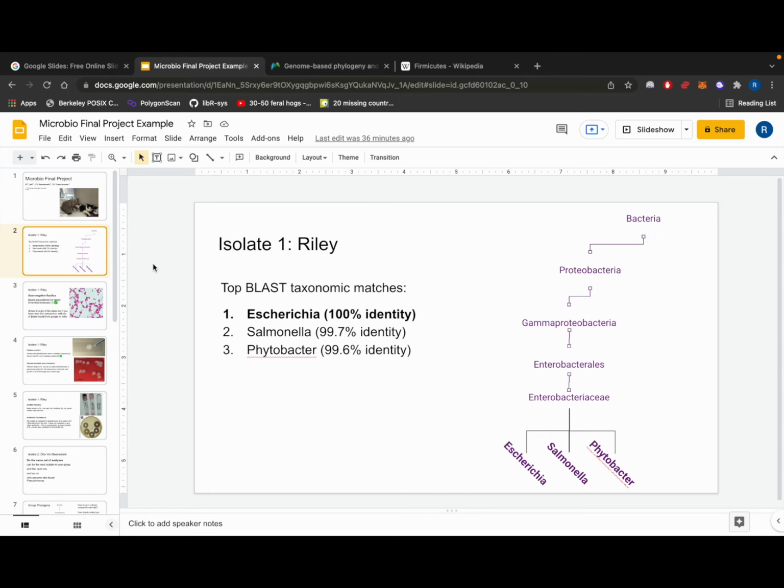Then getting into the meat of the project, these are supposed to be concise and quick and brief. I don't want you guys writing a whole treatise. We're not writing War and Peace here. We were just talking about bacteria. So each isolate gets its own little time in the spotlight.